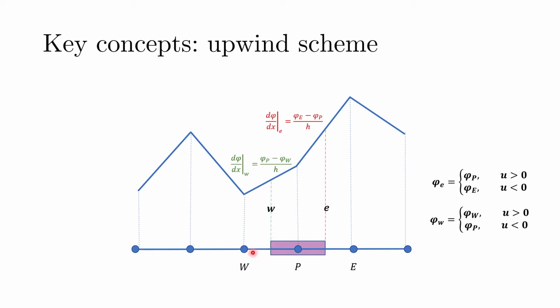And in a similar manner, when we look at phi at small w, now if I want to evaluate this, you can consider the capital W at x equals 0 and capital P at x equals 1. So when the flow is in the positive direction, that is from left to right, the value at small w would be taken the same as the value at capital W. And similarly, if the u is less than 0, phi at small w would be phi at capital P.